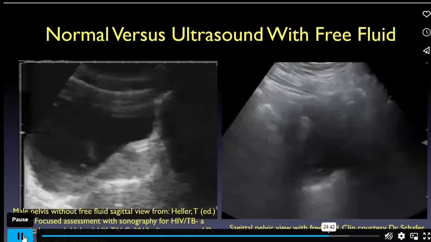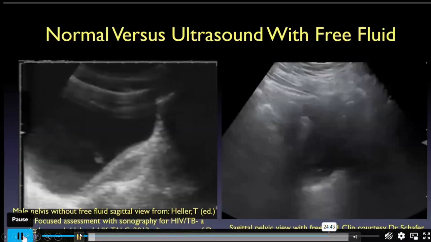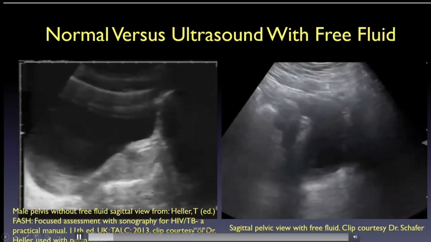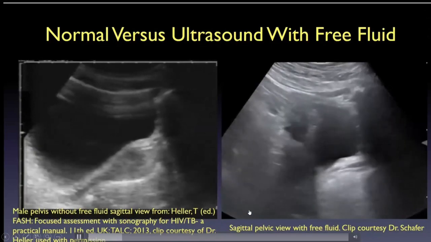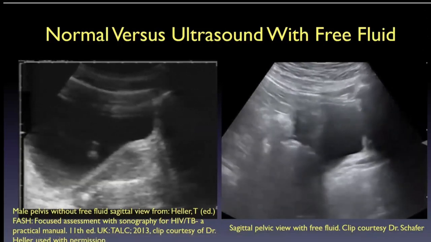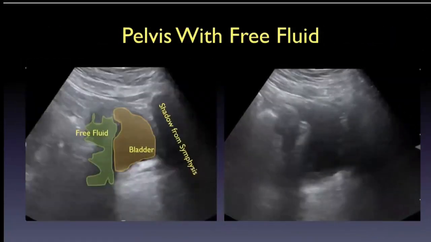And then here on this image, we can just appreciate that on the left, there is a normal contour of a bladder, and then on the right, we've lost that contour. And let's just play the video. So on the right, this is definitely ascites. You can appreciate that there's bowel floating in an anechoic space, and loss of the bladder's contour.